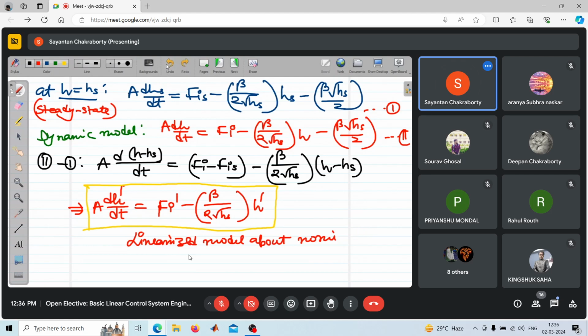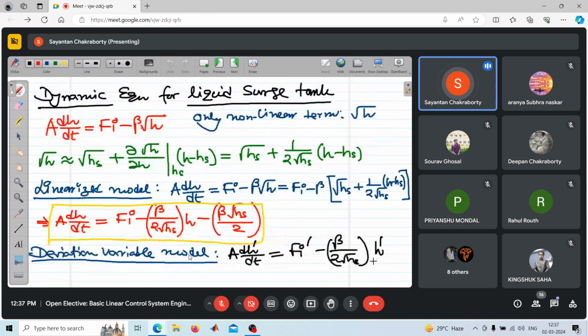The nominal steady state operating point is hs, Fis. So this is how we can arrive at a linearized model given nonlinear characteristics.